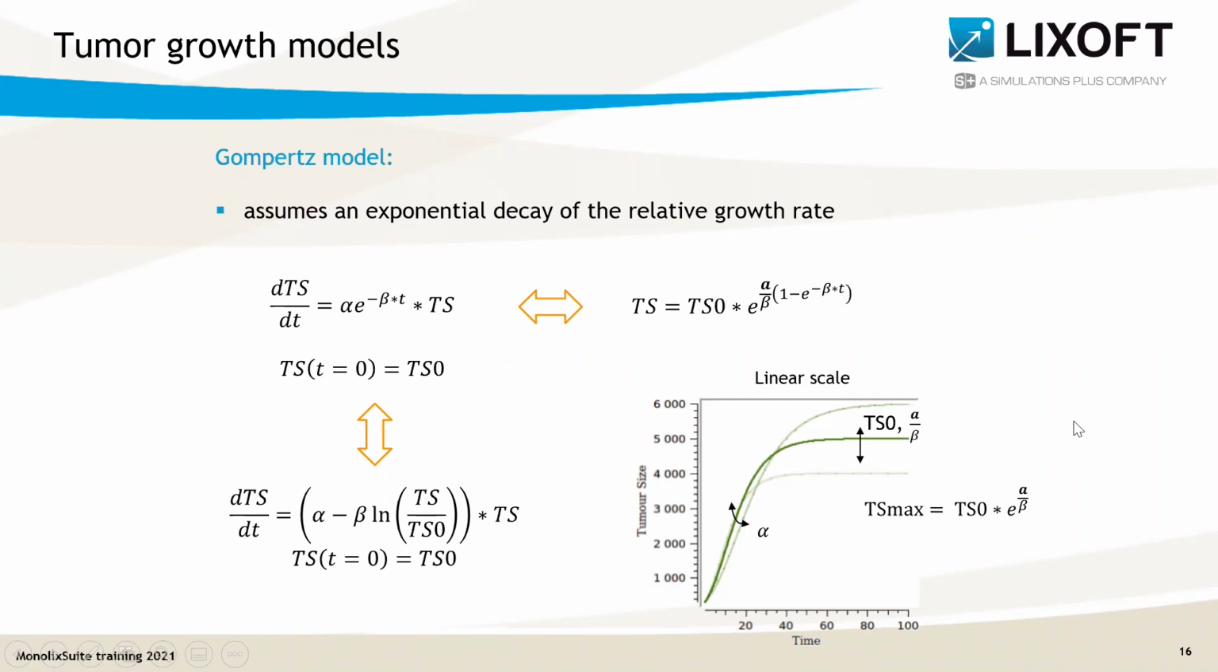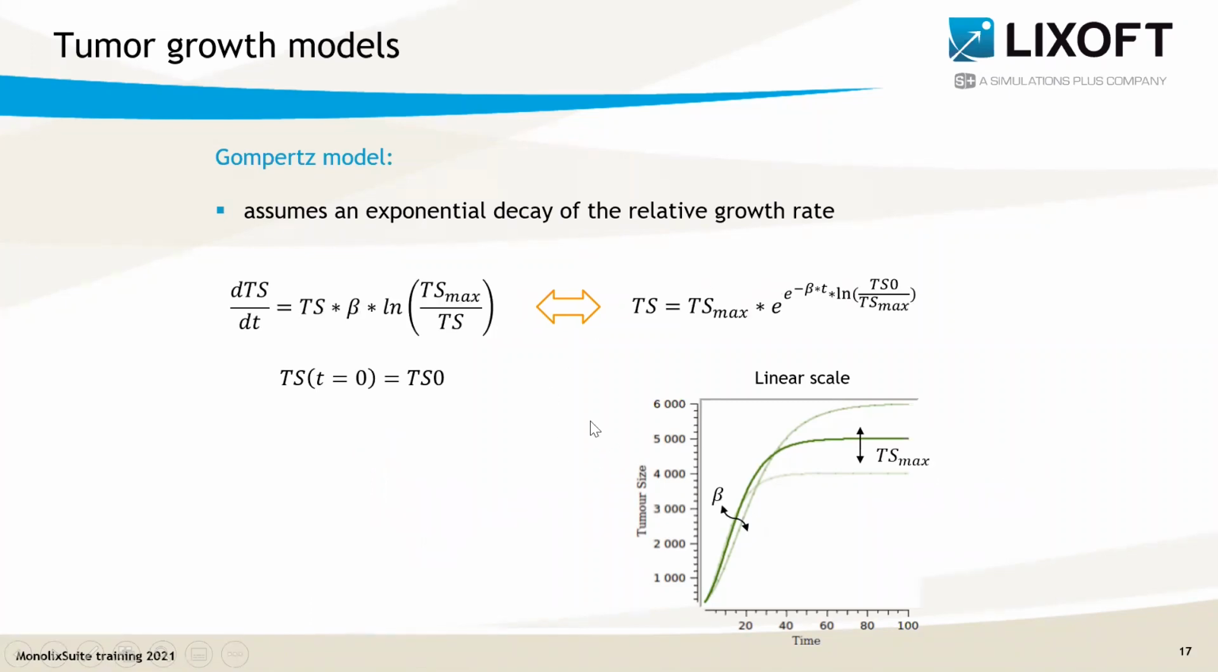So it is also possible to parameterize the model with TS max, beta, and TS0 instead of alpha, beta, and TS0. And this gives these formulas. This has the advantage of better separating the impacts of the parameters on the curve because the carrying capacity is now directly estimated and it is not impacted by the initial tumor size or beta. However, if the maximal size TS max is not really observed in the data, as is usually the case, then the standard error on TS max can be quite high. It can be quite difficult to estimate TS max.